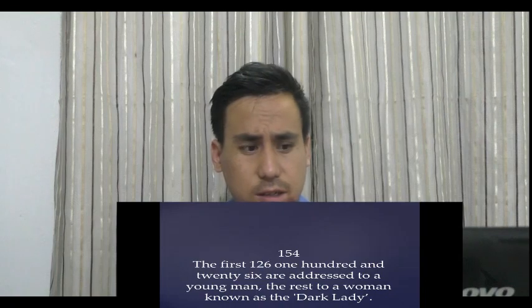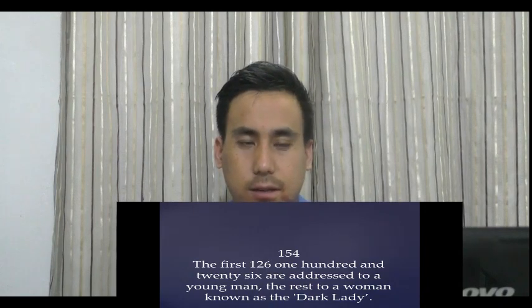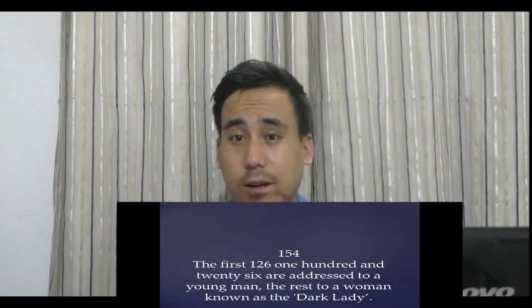Of all the 154 sonnets he wrote, the first 126 are addressed to a young man, and the rest to a woman known as the Dark Lady. The specific name is not given. So this sonnet, 116, is addressed to a man. It is about love in its purest forms, but we have to know that this is not William Shakespeare addressing a woman, but a handsome young man.